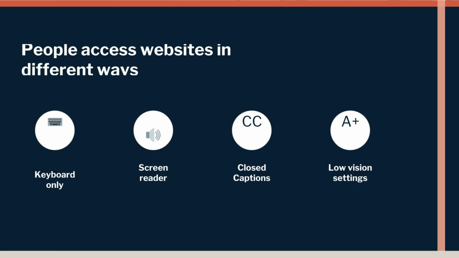That could mean someone using a keyboard instead of a mouse. It could mean someone using a screen reader. It could mean someone who needs captions on a video. Or it could mean someone with low vision who needs strong color contrast and clear text, among a whole lot of other ways that people use assistive technology to interact with online content. Digital accessibility is about making sure that everyone can access your business online, regardless of how they use their devices. So if they run into barriers, that means they don't have equal access and you need to fix your website.